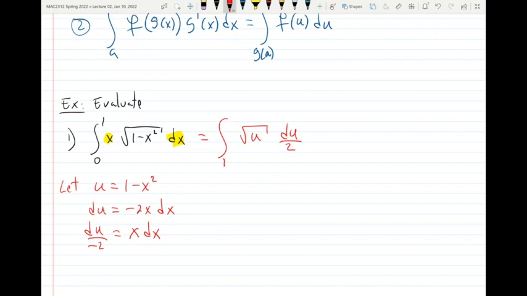1. And when x is 1, what is u equal to? 0. Just plug in here. The substitution. Okay, and then when x is 0, u is 1. When x is 1, you get 1 minus 1 squared. 1 minus 1, u is 0. Right? These are our new limits.